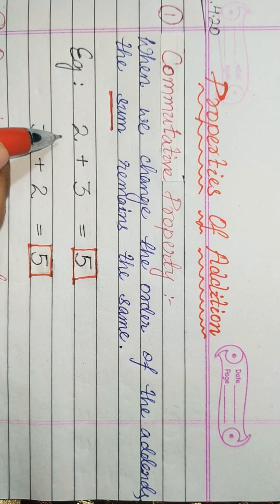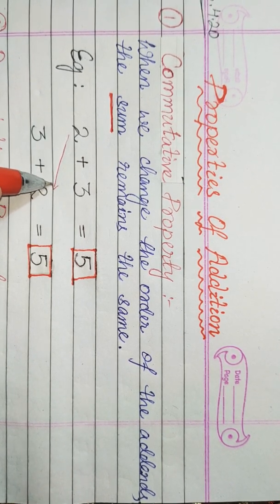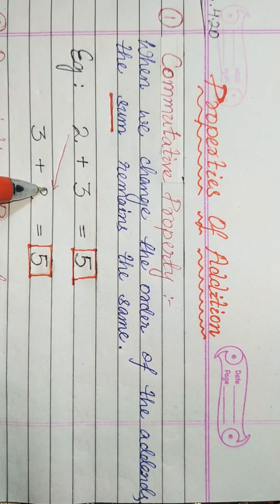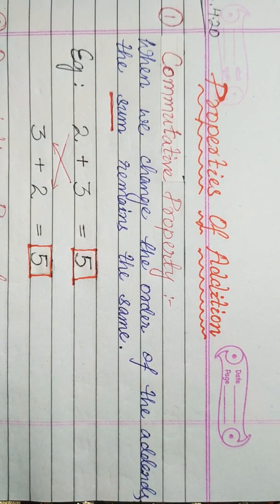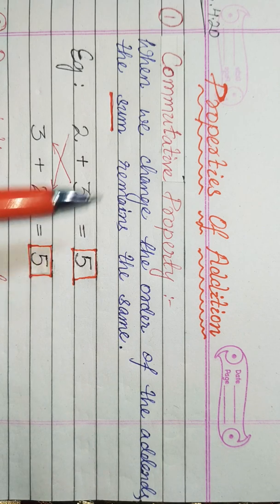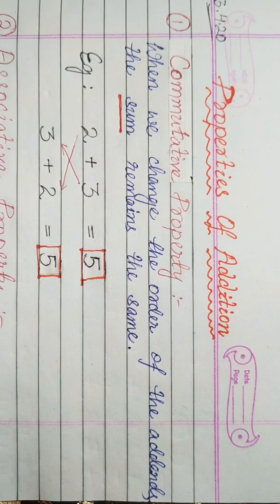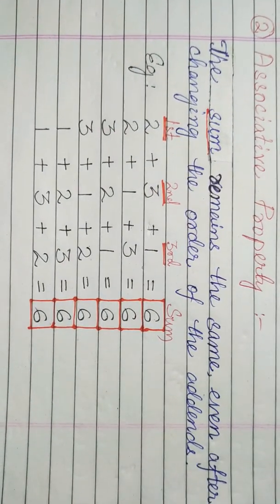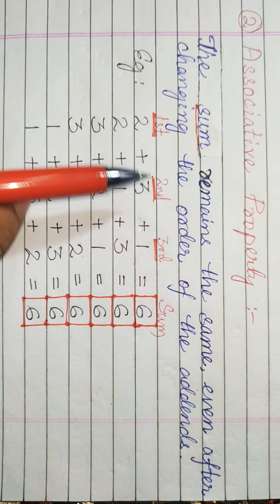Then what is the difference in both the cases? Only I am changing the places or the order of the numbers. I brought 2 to the second place, 3 to the first place. So, when I am changing the places or the order of the addends, the sum remains the same. This is called commutative property. Now let's move to the second property. The second property is associative property.